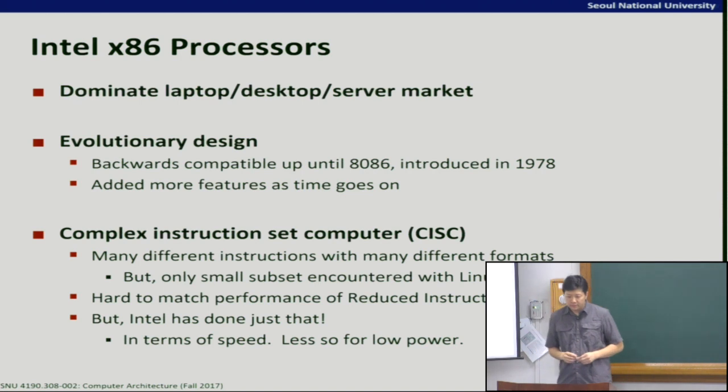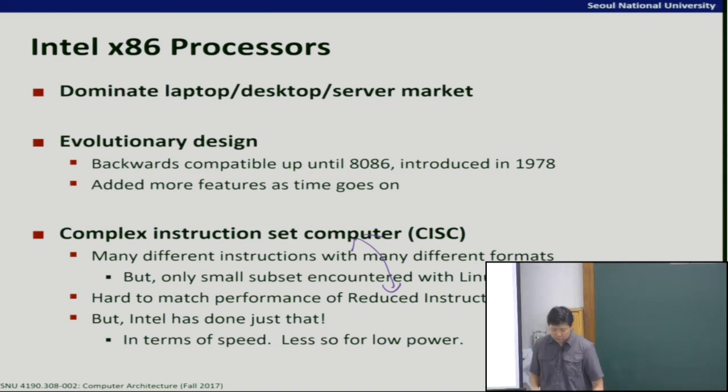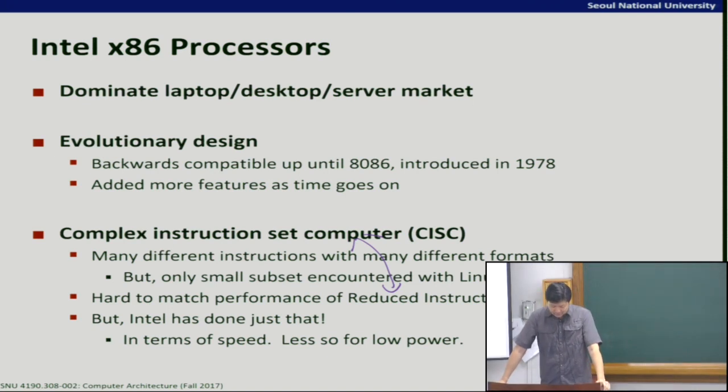So the complex instruction set means there are two styles of instruction set design. The first one is CISC, complex instruction set, and the second one is called RISC, reduced instruction set architecture. So they are opposite. They are two different styles of instruction set design. And Intel architecture is CISC, so they provide many different instructions, more than 1,000 distinct instructions with many different formats.